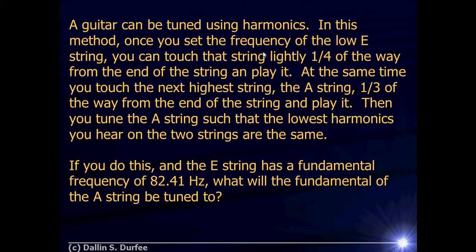I happen to have a guitar here. So if I touch my E string a quarter of the way from the end of the string, I get this harmonic. If I play the A string and I touch it a third of the way from the end of the string, I get this harmonic. And then I just tune the two so they're the same, and my guitar is tuned. Okay, so how do we work out the math and figure out what frequency my A string will have?